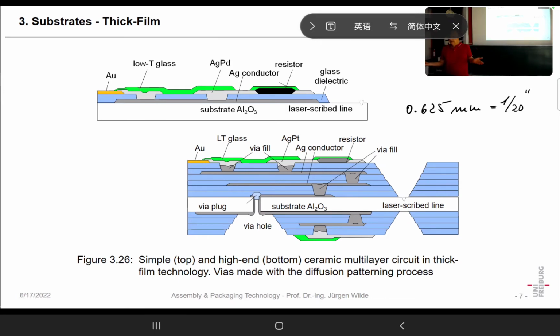That means 25 different layers, and each layer is produced individually. That means it is printed, it is fired. It is printed, it is fired, and that is repeated 25 times. And each cycle takes, at least in the oven, half an hour. And that means 25 times half an hour. It's 12 hours just in the oven for such a circuit. Do you think that's a good method?